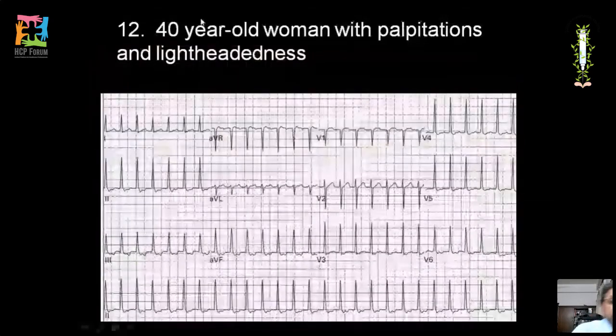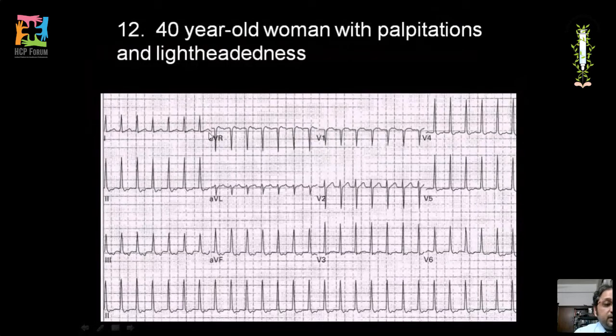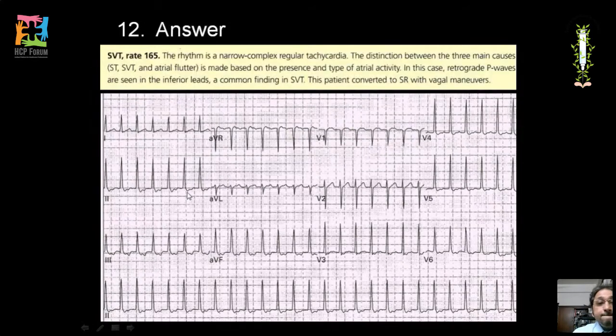The next ECG is a 40-year-old man with palpitation and lightheadedness. What do we find here? It's a narrow complex tachycardia which is regular, and I cannot find the P waves. The P waves are either hidden or abnormal, and sometimes I find retrograde P waves here. So it's a narrow complex tachycardia. What are the differential diagnoses? The sinus tachycardia, SVT, and atrial flutter.